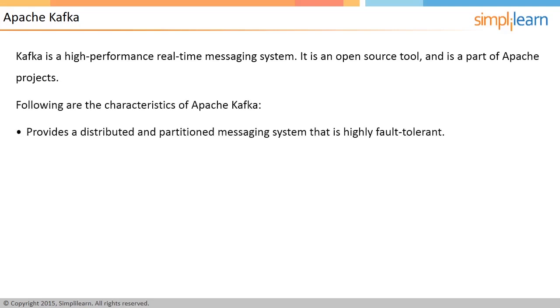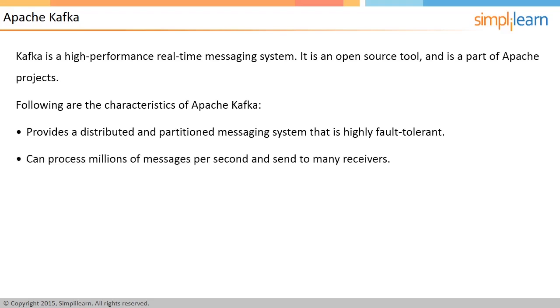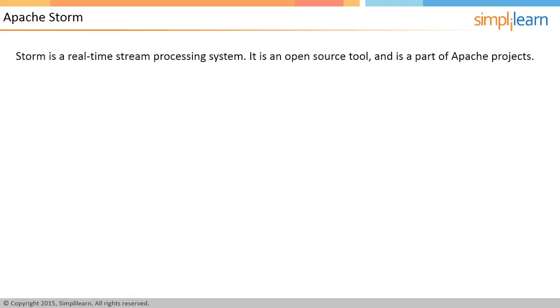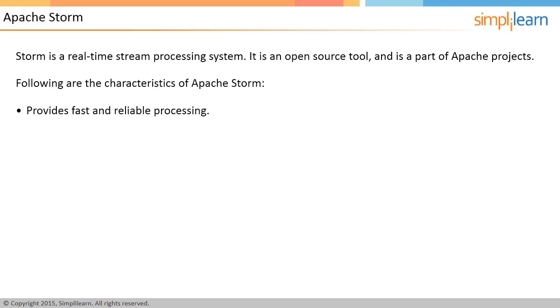Storm is a real-time stream processing system. It is an open-source tool and is a part of Apache projects. It provides fast and reliable processing of big data. It can process unbounded streams that send data to Storm continuously. It can interface with messaging queues such as Kafka to get input message data and store the received data into a real-time big data database such as Cassandra.